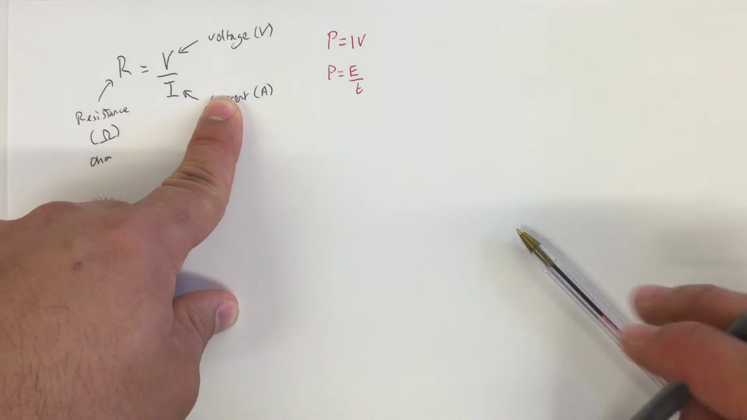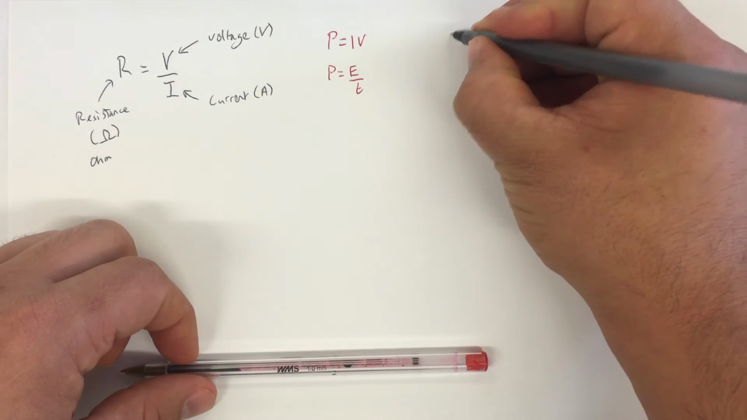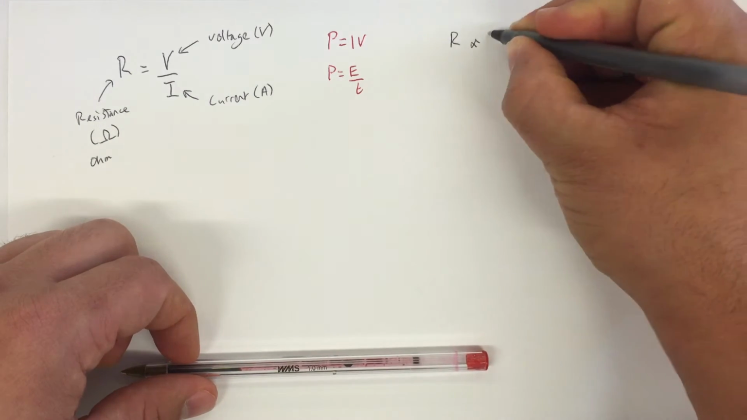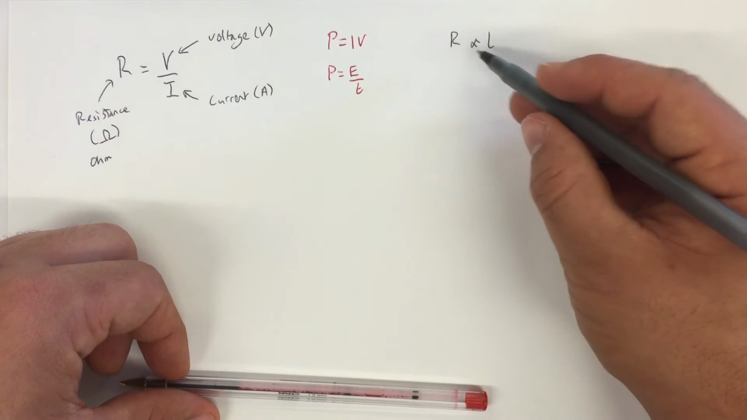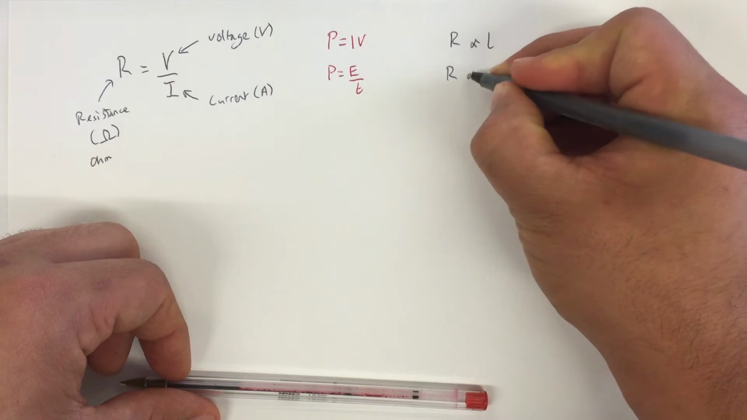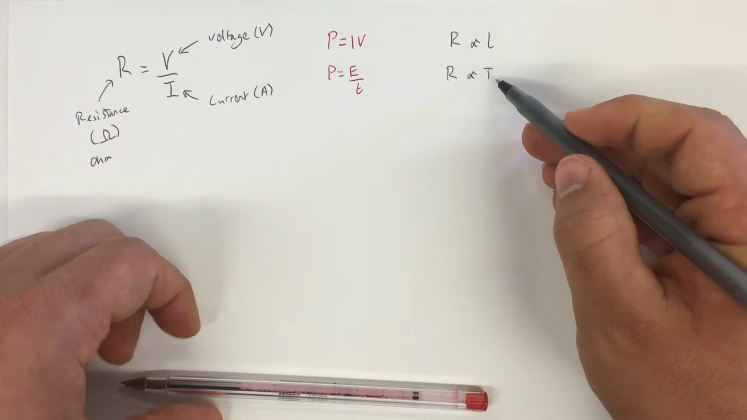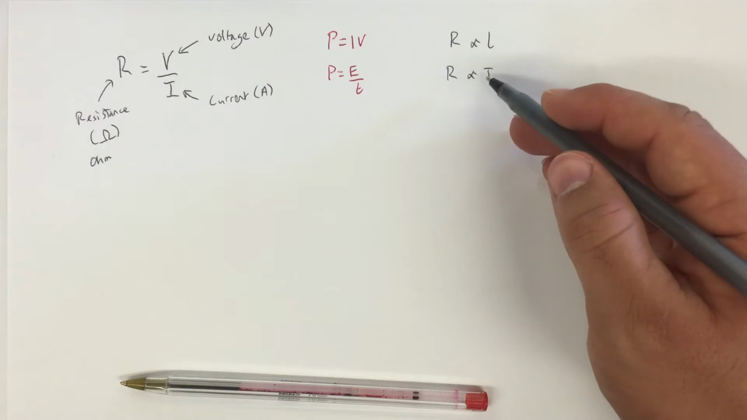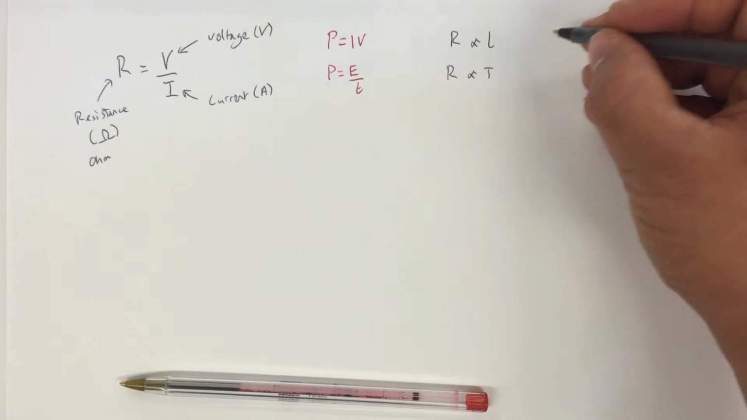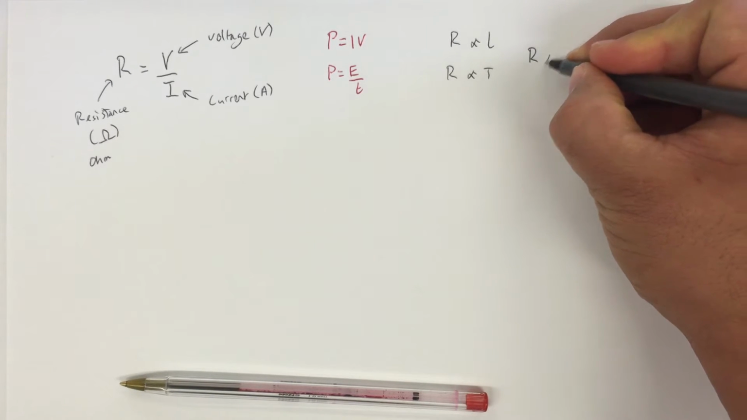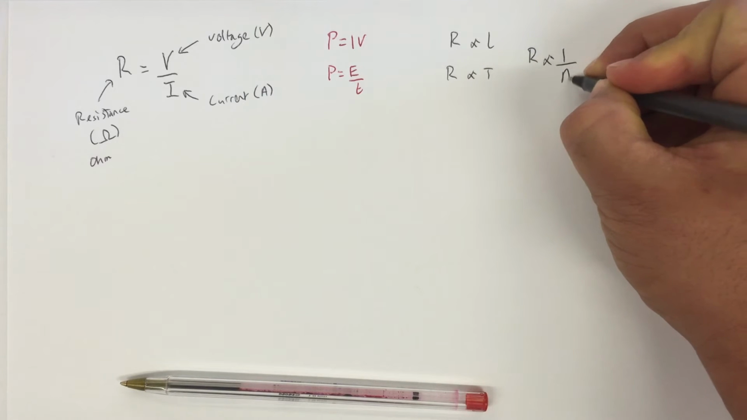They do expect you to understand some proportionalities about resistance. So resistance is directly proportional to length. So what that means is the longer a wire is, the bigger the resistance. It's also directly proportional to temperature. So the hotter the wire, the greater the resistance, because there are going to be more electron-ion collisions. And the last proportionality is the resistance is inversely proportional to area.